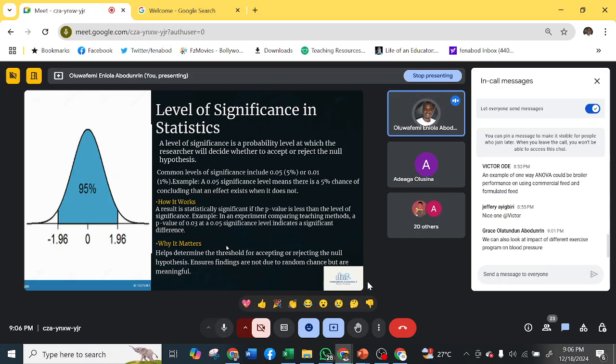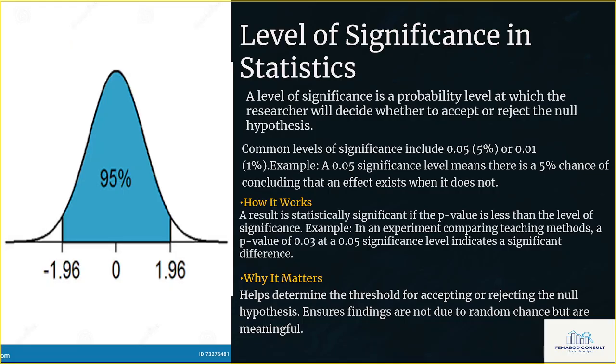Let me quickly talk about this level of significance so that we can continue with our question. Very, very important for us to talk about. Now, level of significance in statistics. A level of significance is a probability level at which researchers will decide whether to accept or reject their hypothesis, the null hypothesis. The common levels of significance are 0.05, that's 5%, or 0.01, that's 1%. I think in social science they use 0.05, but in health, because of the critical nature of health institutions, they use 0.01.